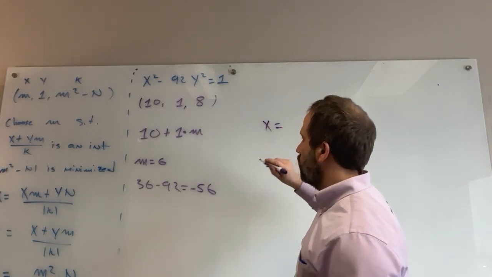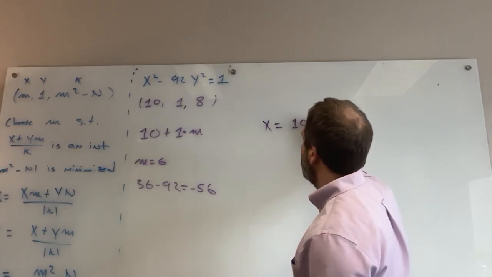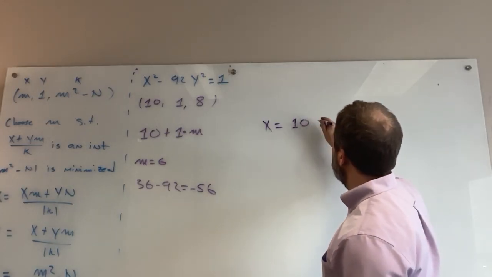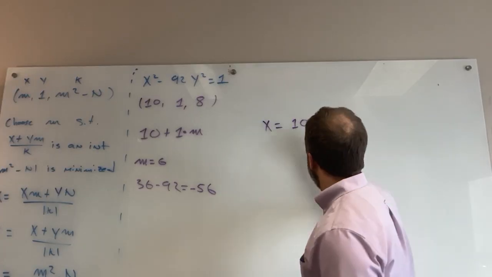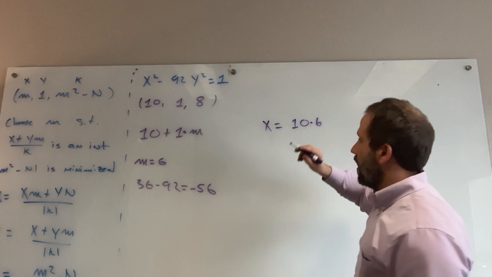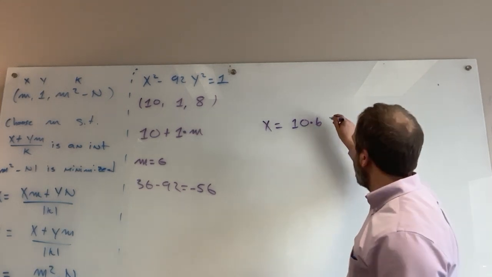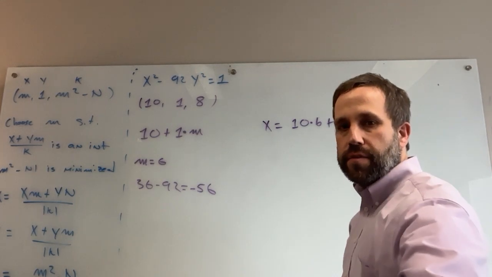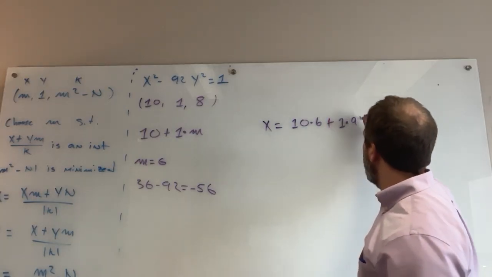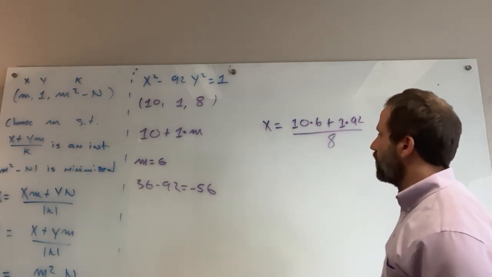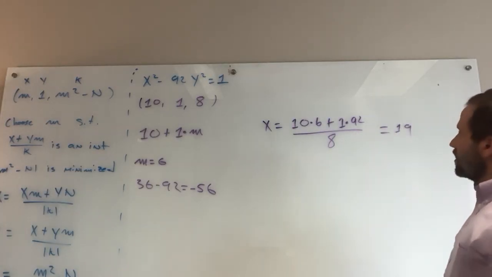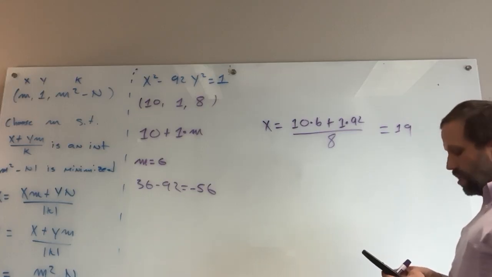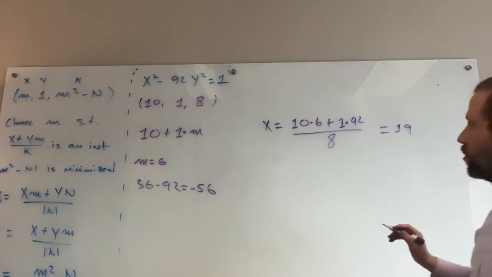So x is going to be equal to my old x, which is 10, times m, which is minus 56. No, m is not minus 56, m is 6. And then plus my old y, which is 1, times my n value, which is always going to be 92 for this problem. And then I'm going to divide this by the absolute value of k. Here, k is just equal to 8. And you can do this for yourself and get that it's 19, but I want to double check. So 60 plus 92 divided by 8 gives me 19. Okay, that's my new x value.